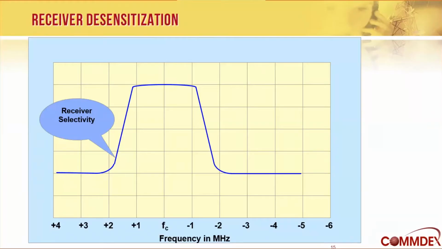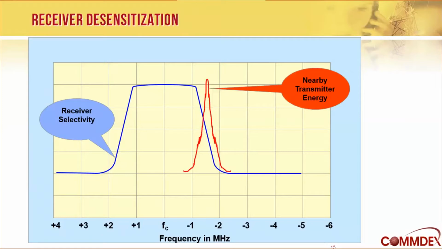So let's look at a receiver selectivity curve. This indicates the range of frequencies that the receiver will respond to. By way of convention, blue line means receive and red line means transmit. So our blue receive curve, now we have a nearby transmitter which is transmitting and falling within my receive curve. So that's a problem.